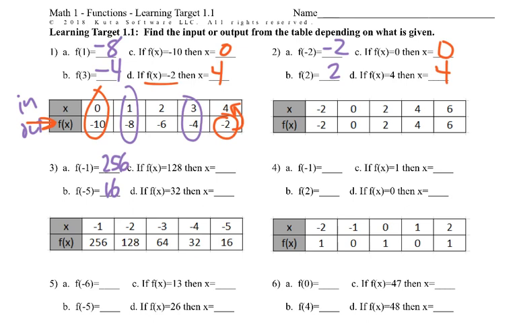Okay, so as you can see, we're just given one of these, finding what it's connected to on the other side. So f of x equals 128. Go down to f of x, there's 128. Its x variable or value is -2. F of x equals 32. There's 32. Its x value is -4.